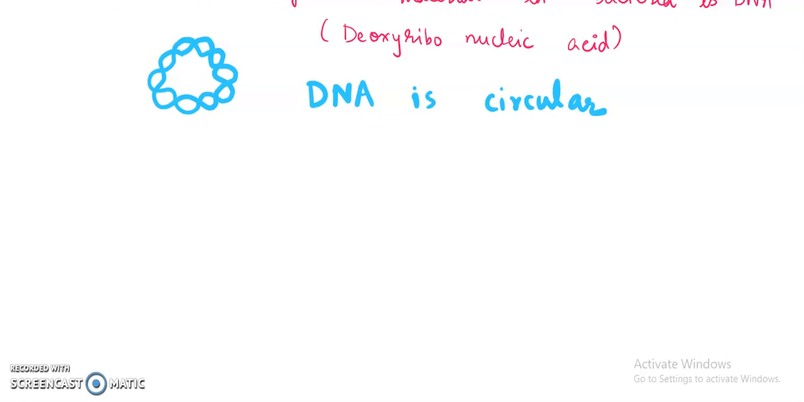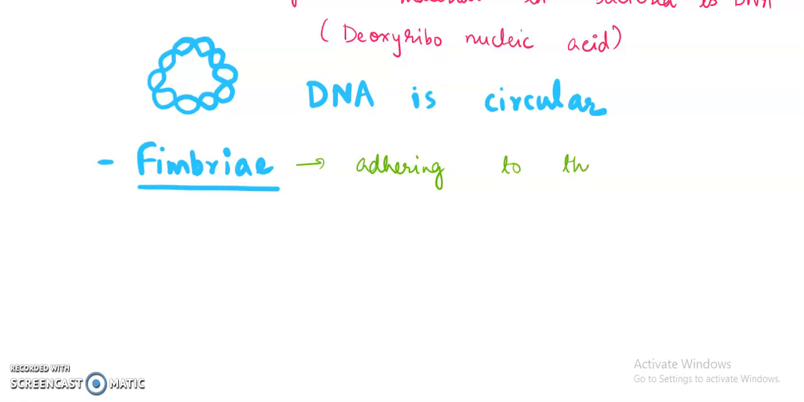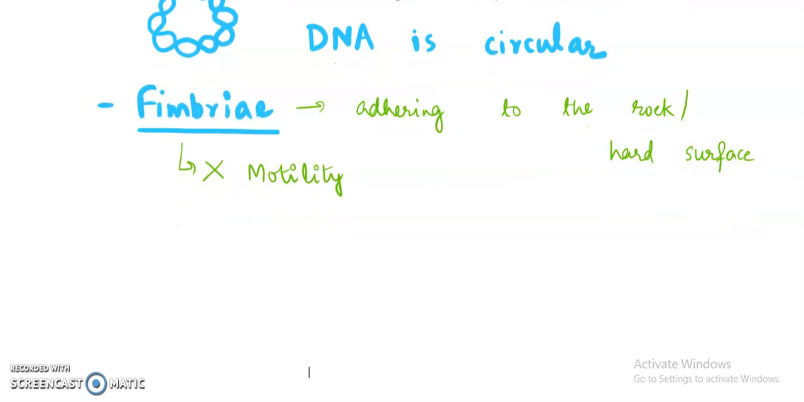Right? Another thing which you should know, that bacteria, they also contain fimbriae. Now, what are fimbriae? Fimbriae, they are the structures that help them in adhering to the rock, or any hard surface. Okay, so bacteria, they get stuck to these surfaces with the help of fimbriae. There is no role of fimbriae in the motility as cilia and flagella do. This is also one of the important things, right?